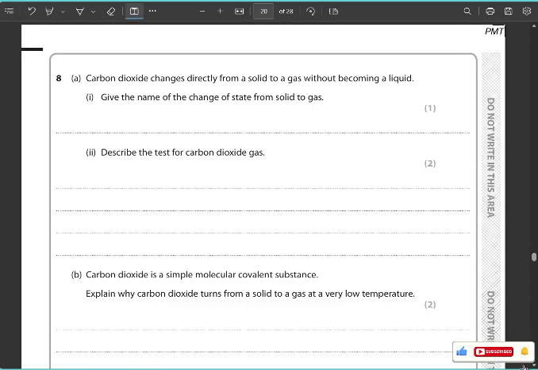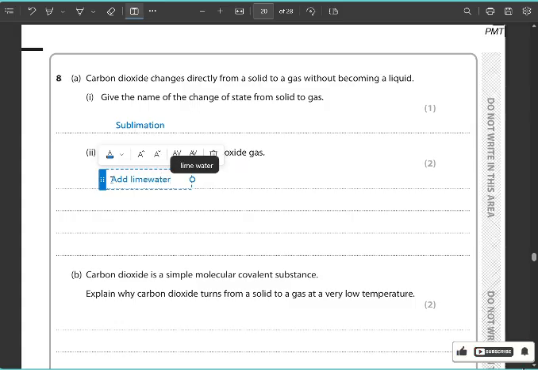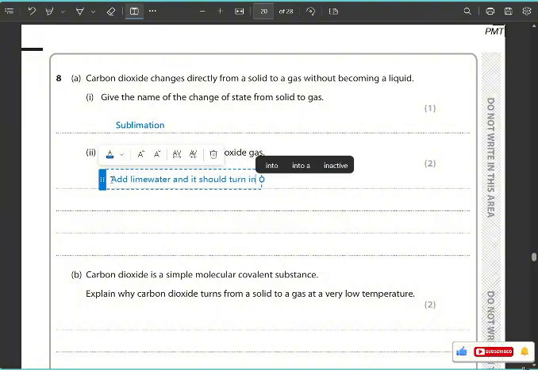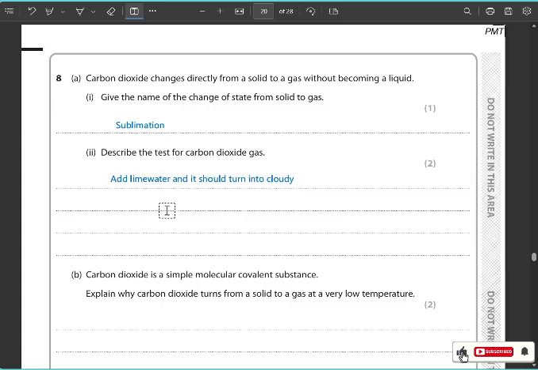Eighth question. Carbon dioxide changes directly from a solid to a gas without becoming a liquid. Give the name of the change of state from solid to gas. We call it sublimation. And next one. Describe the test for carbon dioxide gas. Okay. We add lime water, and it should turn cloudy. Lime water is calcium hydroxide solution.